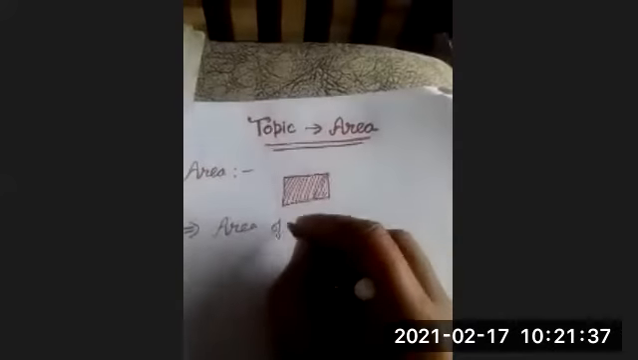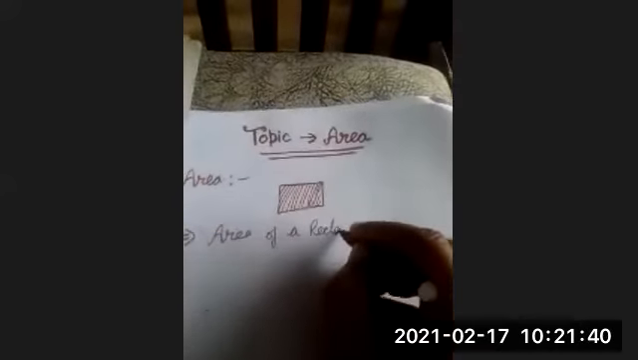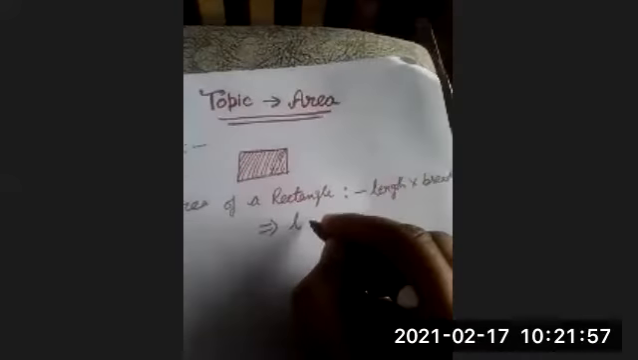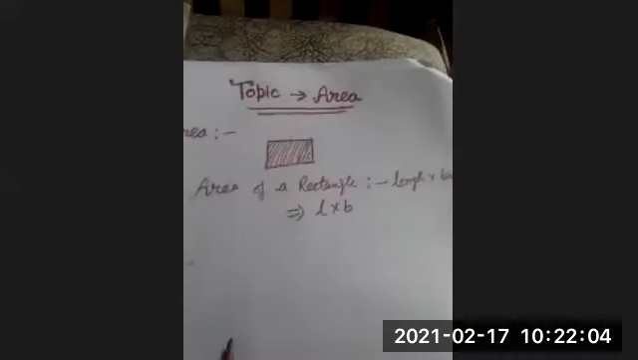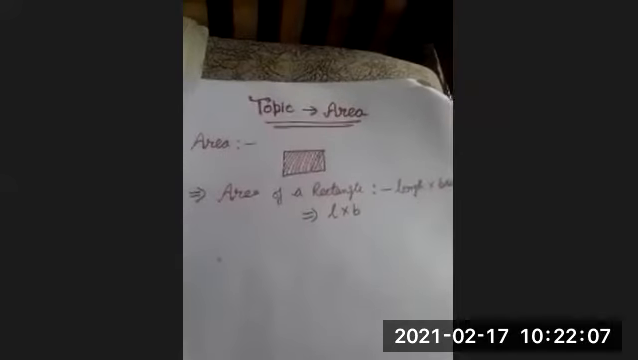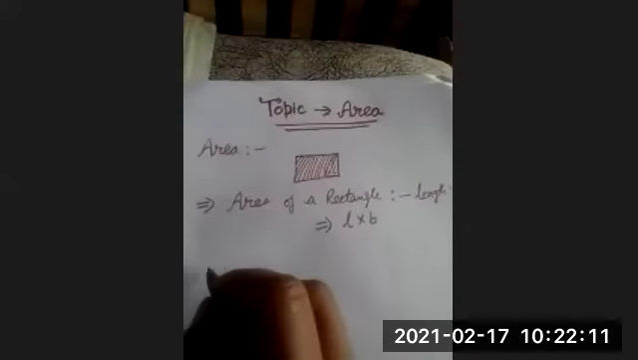Next point is the area of a rectangle. Area of a rectangle is length multiplied by breadth. In short form, you can write it as L multiplied by B. So, area of a rectangle is length multiplied by width. Clear, students?